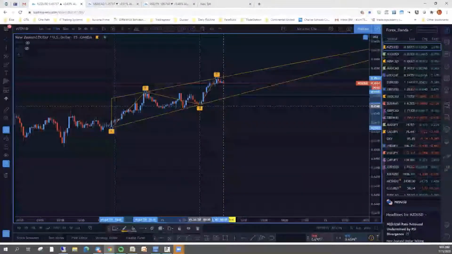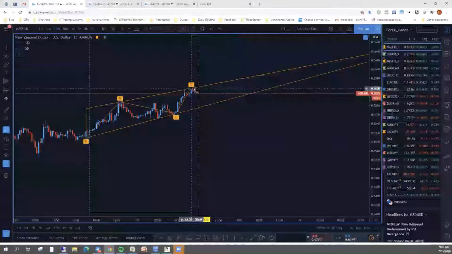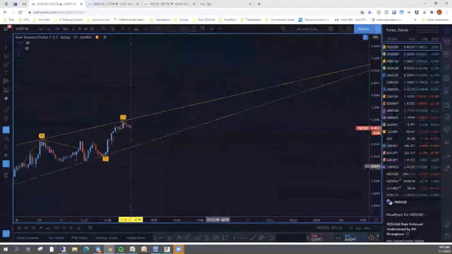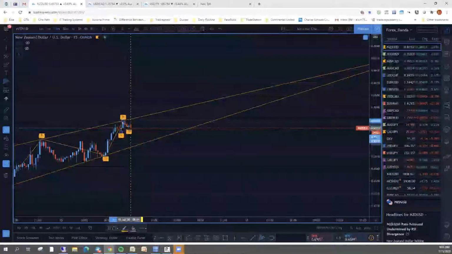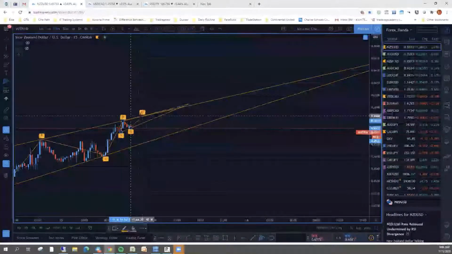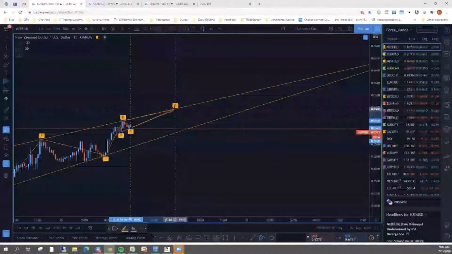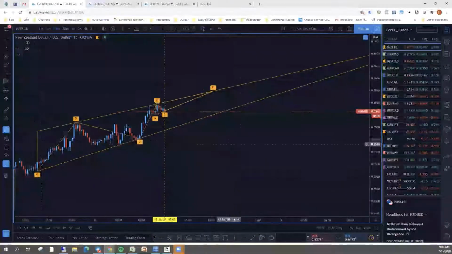Let me slide this one over just a little bit more, just to tuck this in as close as I can. I'm going to draw a wedge inside of a wedge just because this thing's so steep. I'm going to tuck this in so they all line up together right up here at the end. Come to a 1 minute chart.